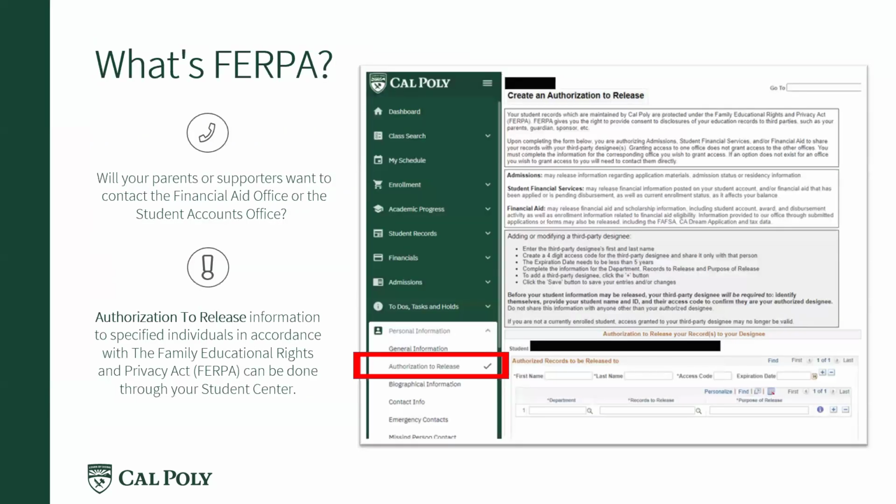One final important note for students and their supporters. Student information is protected by the Family Educational Rights and Privacy Act, or FERPA. This means we cannot discuss the specifics of a student's financial aid award without the student present unless the student has granted permission. Students can add individuals in the authorization to release section of their student portal. Supporters will be asked their name and access code before we are able to answer specific questions regarding the student's information.